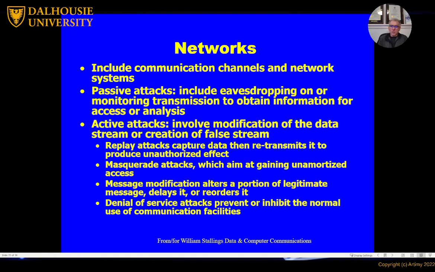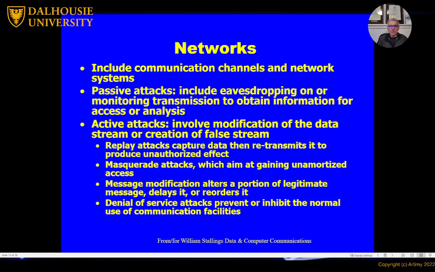What concerns us a lot in this program is threats to networks. And the network includes the communication links themselves and the intermediate systems, the switches, the routers, and firewalls, and all of these devices. Some of the attacks on networks can be passive.